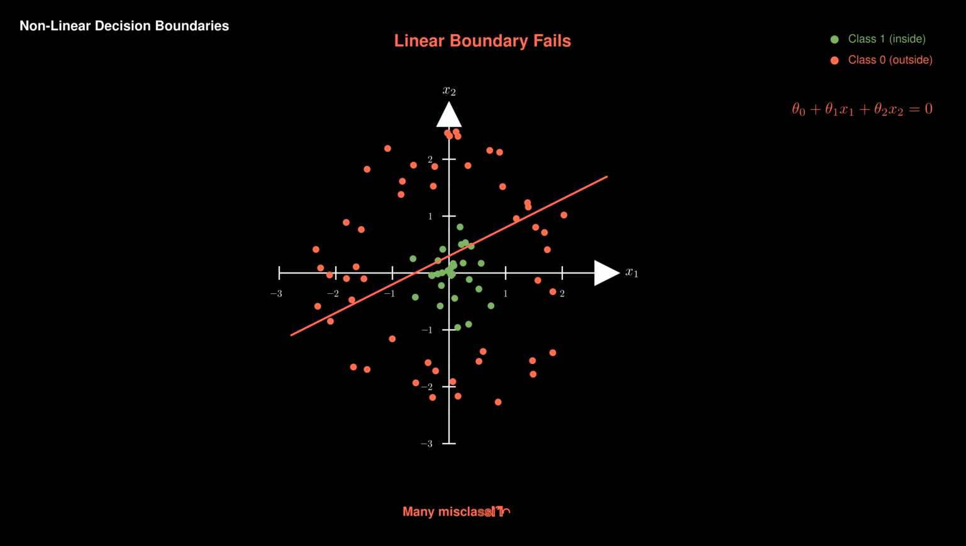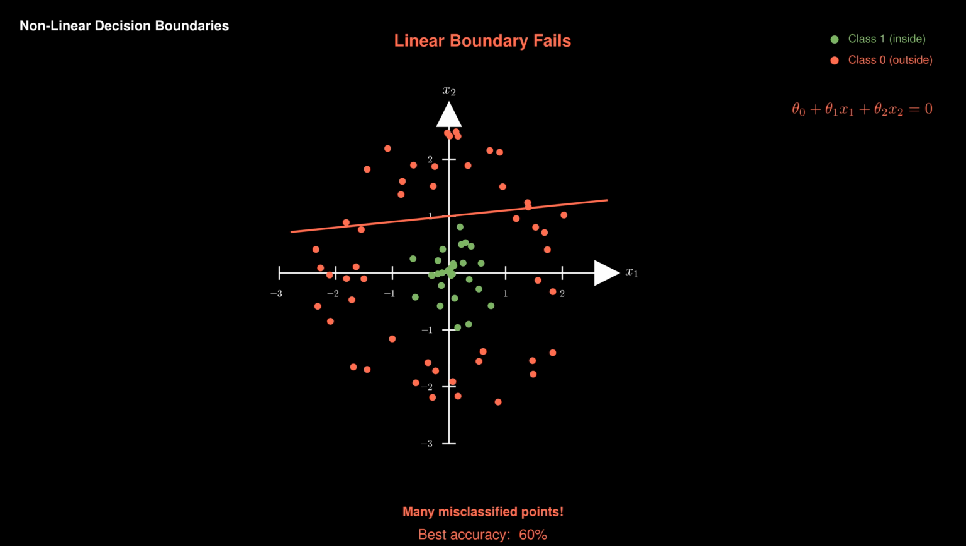Let us try standard logistic regression on this data. With features x1 and x2, the decision boundary is theta 0 plus theta 1 x1 plus theta 2 x2 equals 0. This is a straight line. No matter what theta values we learn, the line cannot curve. It will cut through the data, misclassifying many points. On one side, it catches some class 1 points, but it also includes many class 0 points. The training accuracy is poor, maybe 60%.